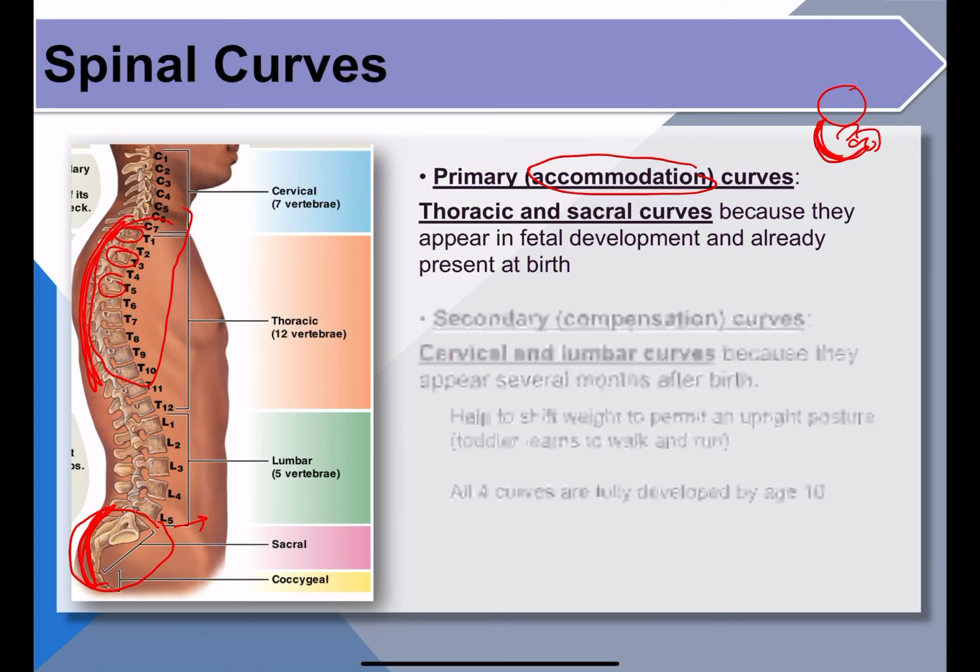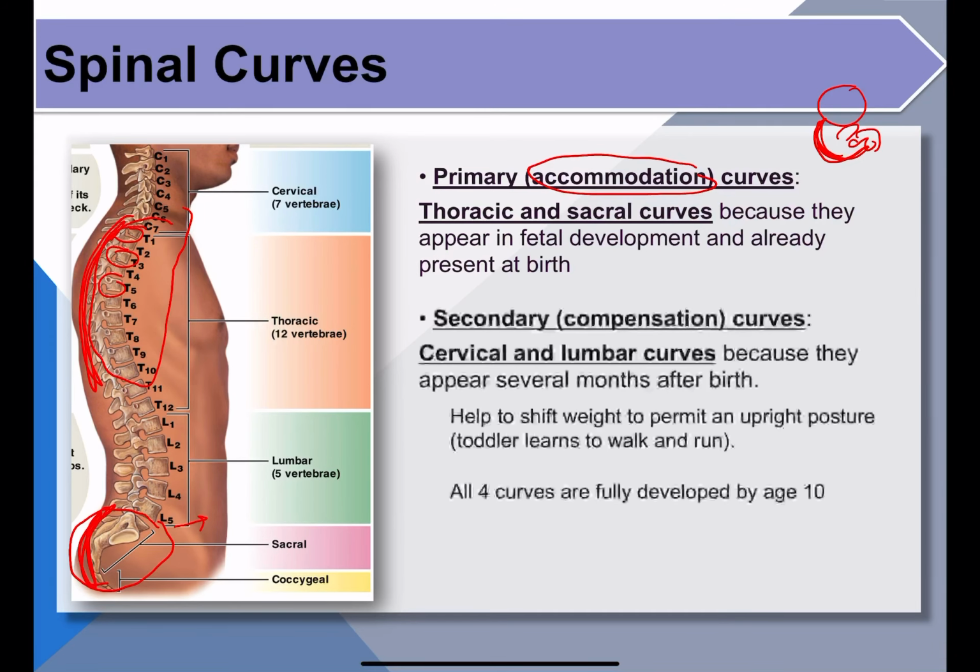Now, the other 2 curves are the cervical curvature and the lumbar curvature. The cervical curvature is formed by the cervical vertebrae bones in the neck area right here, while the lumbar curvature is formed by the lumbar vertebrae around the lower abdominal area right there. These are considered secondary or compensation curves because they develop several months after the baby is born. It is something you grow into after the baby is born.